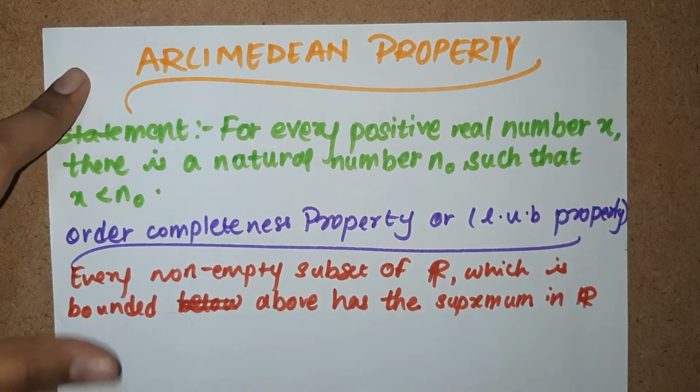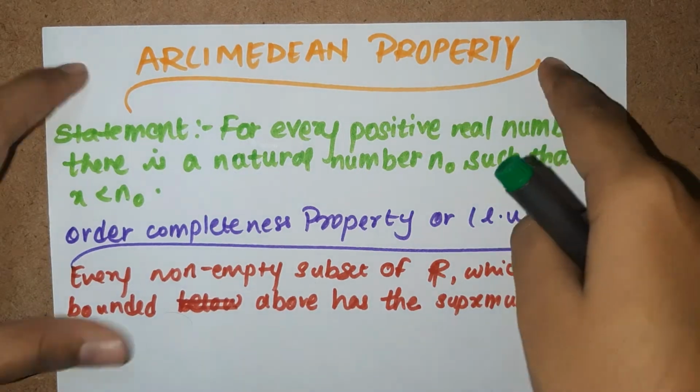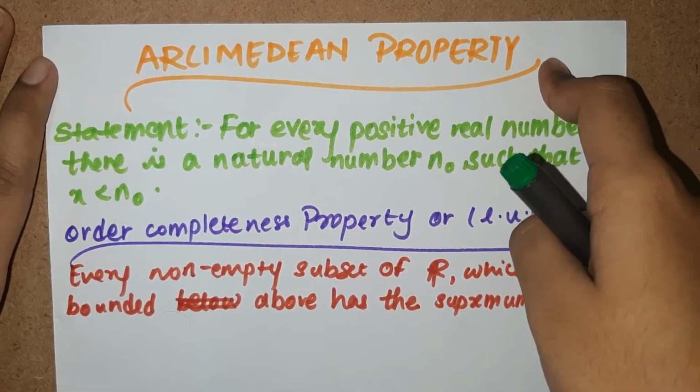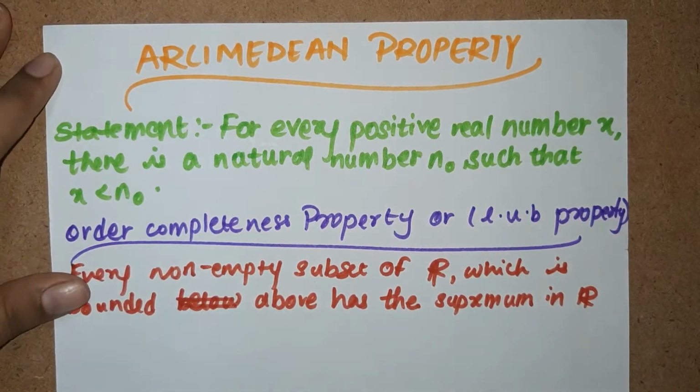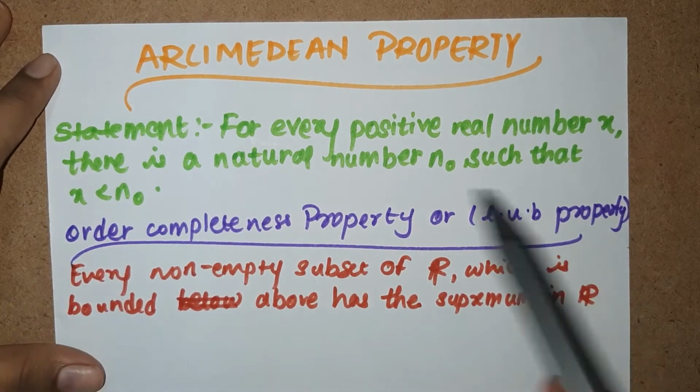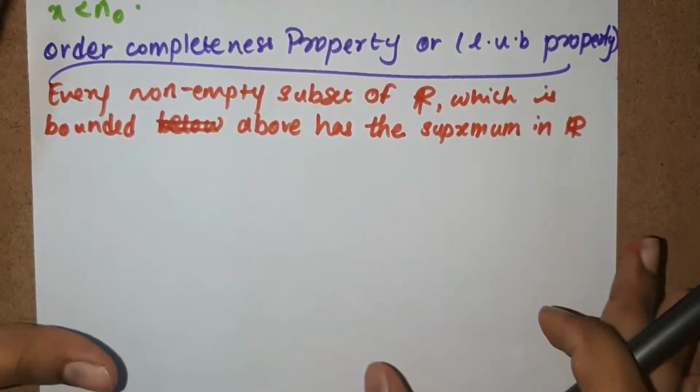Hi guys, so today we will be studying a very important property, that is the Archimedean property. It's very important. Before that, we have to study the order completeness property, which is also called the least upper bound property. So let us understand what it is.